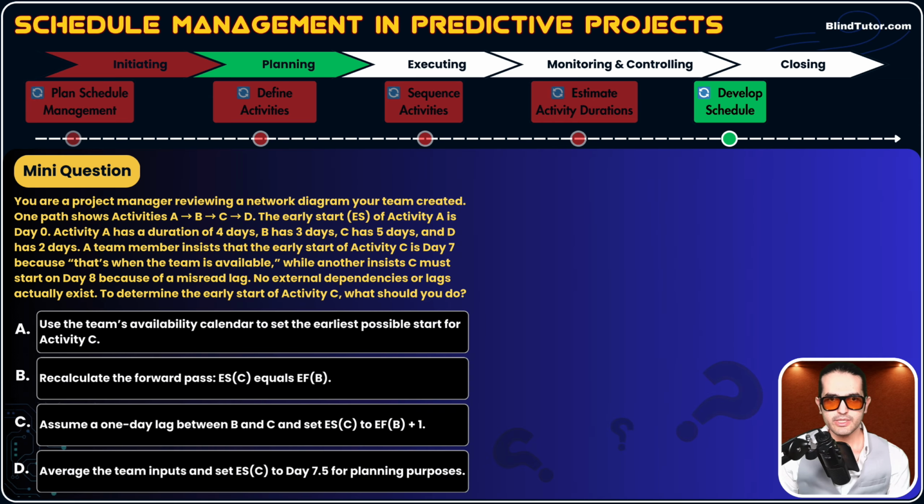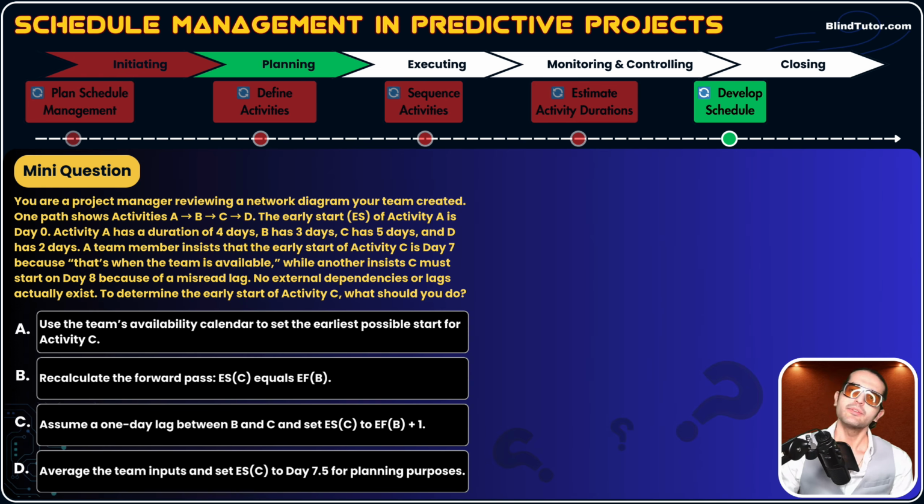A. Use the team's availability calendar to set the earliest possible start for activity C. B. Recalculate the forward pass by this formula: ES of activity C equals EF of activity B. C. Assume a one-day lag between B and C and set ES of activity C to EF of activity B plus 1. And D. Average the team inputs and set ES, or early start, of activity C to day 7.5 for planning purposes. Good question, guys.